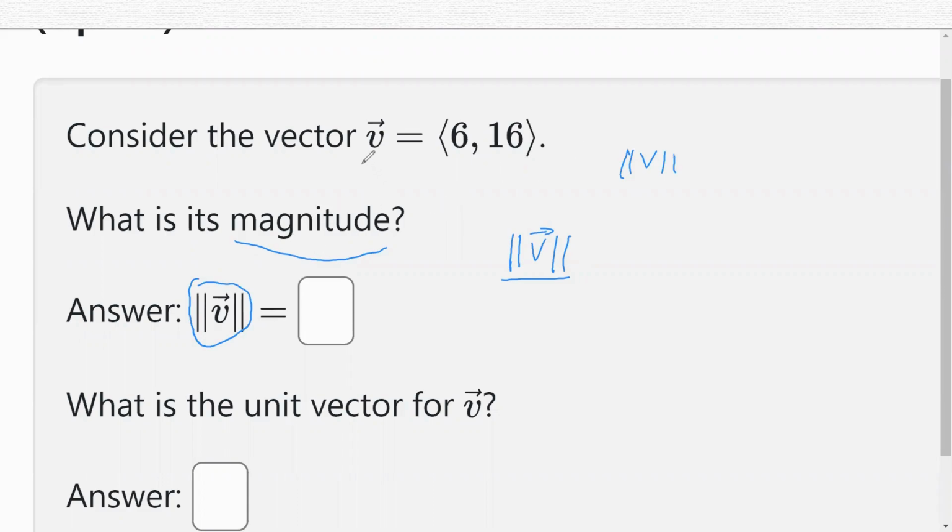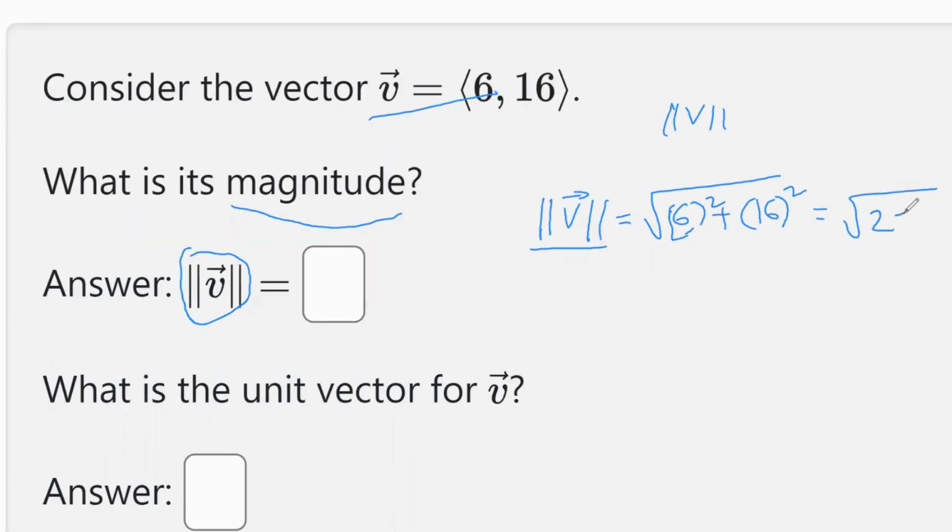So first I need to find the norm for this one. What I'm going to do is square root of 6 squared plus 16 squared. So I'm going to get square root 292. I'm going to plug it in later.